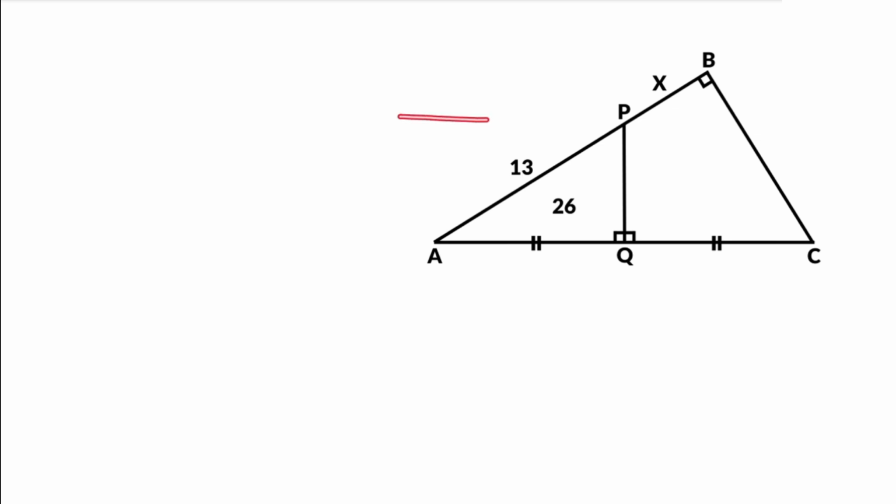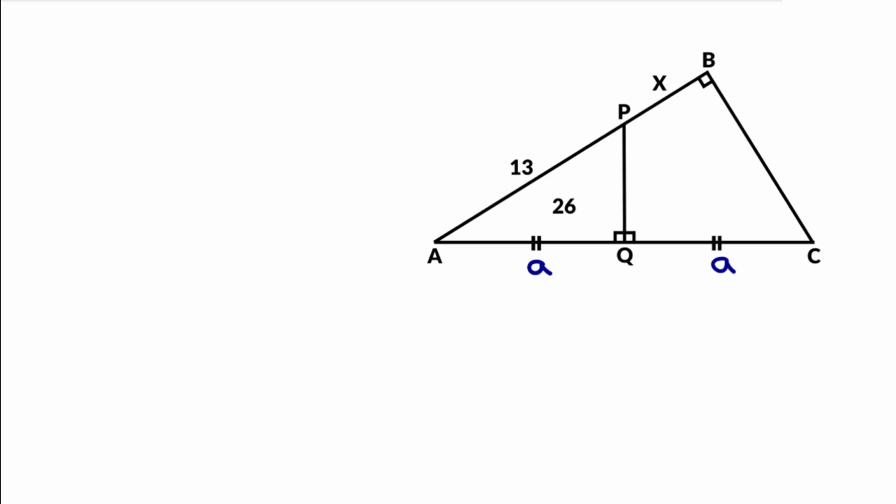We have a large right triangle, ABC. The 90-degree angle is at point B. And along the hypotenuse, AC, there's a point Q placed exactly in the middle. That means AQ equals QC. Let's call both of those lengths A.